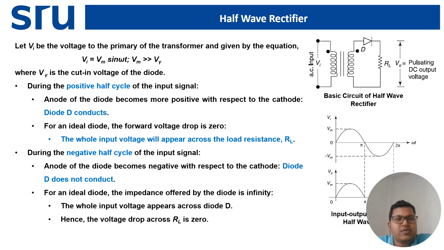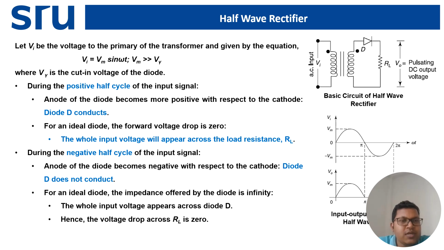Here we are assuming that our AC signal is Vi = Vm sin omega t, because we are considering a sinusoidal wave. Vm is the maximum voltage, omega is the angular frequency and t is time. And here we are saying that Vm is much greater than Vy. What is Vy? Vy is the cut-in voltage of the diode. So the basic condition is that the maximum or peak voltage should be much greater than the cut-in voltage of the diode. Otherwise, in the positive half also, for some portions the diode may not be turned on. That is why we want to make the peak voltage very high.